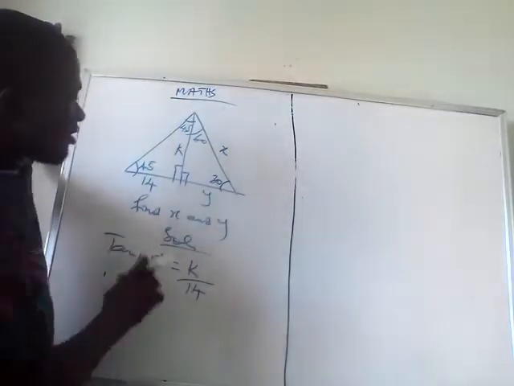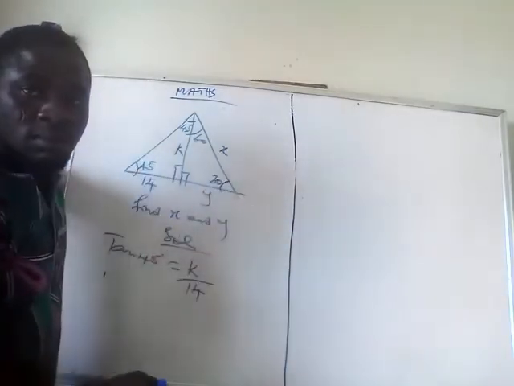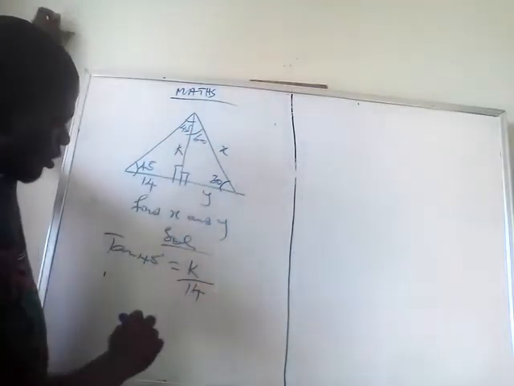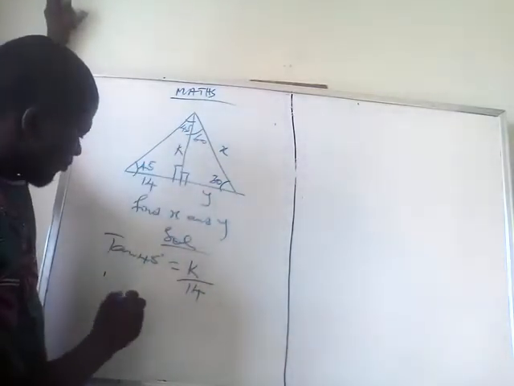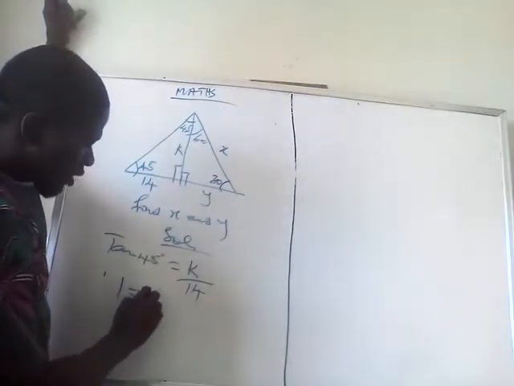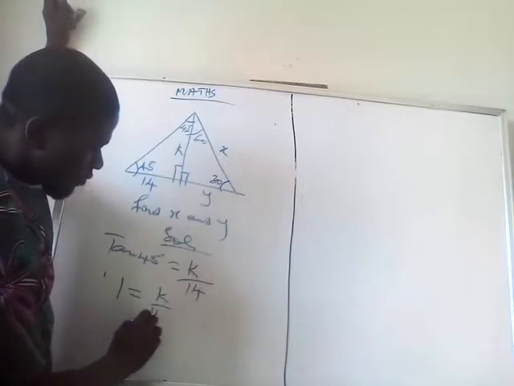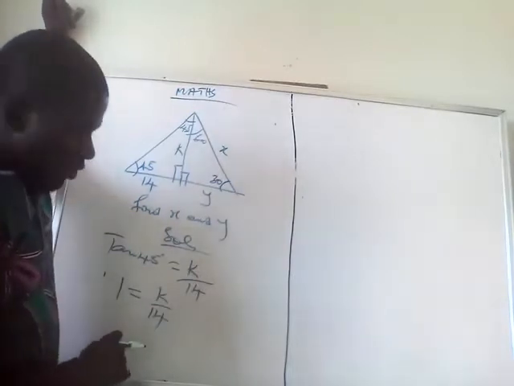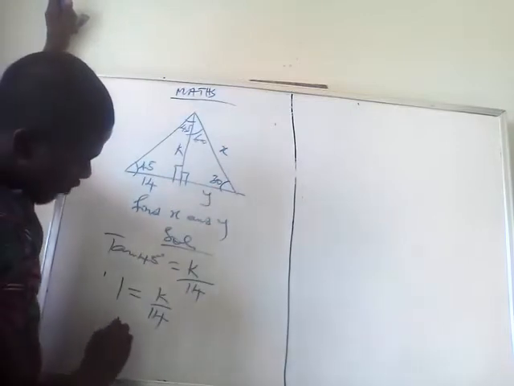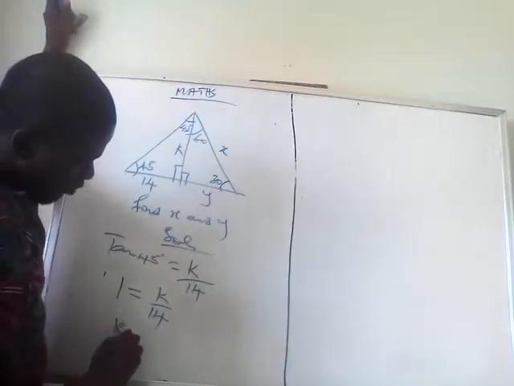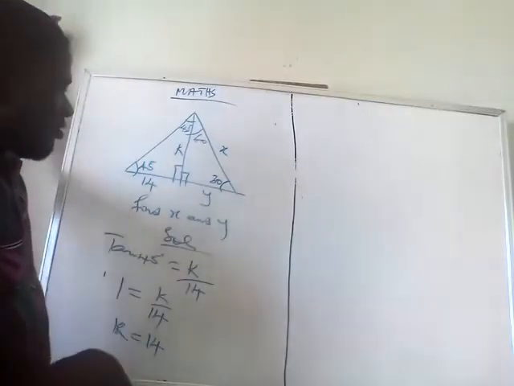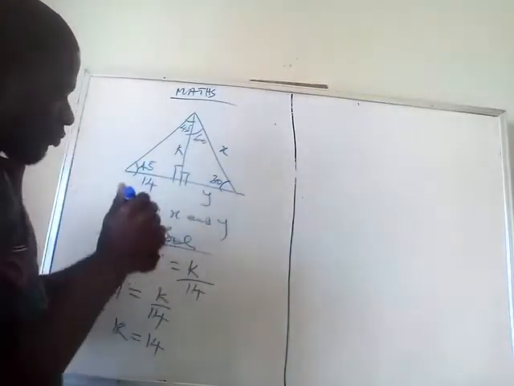Why? You know that this is an isosceles triangle, so here and here are supposed to be equal. So we have tan 45 is equal to 1. So you have K over 14. When you cross multiply, this will multiply this. You have your K to be equal to 14. We are done with this. We are done with K.